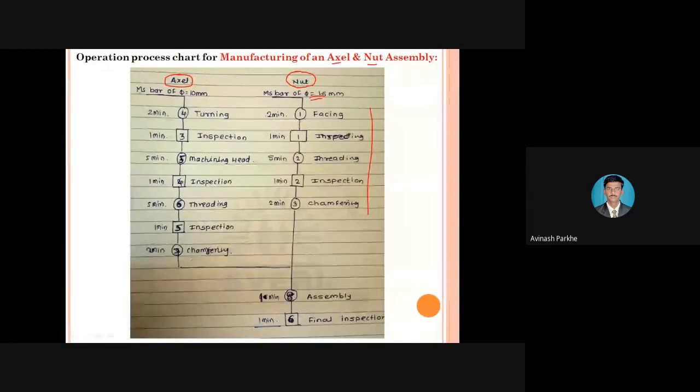Now the first operation, you can see the first operation is represented by the circle. So the number one is given at the center. At the right side, which operation are we performing? Facing. How much amount of time is required? 2 minutes. So 2 minutes is represented at the left side of the symbol, and the type of operation is represented at the right side of the symbol.